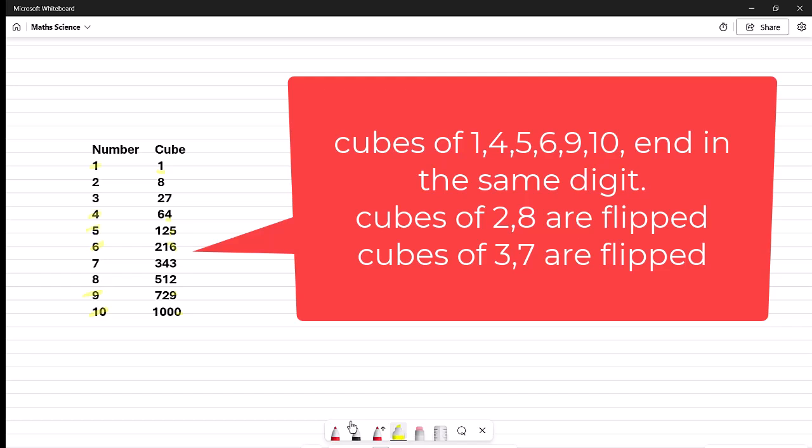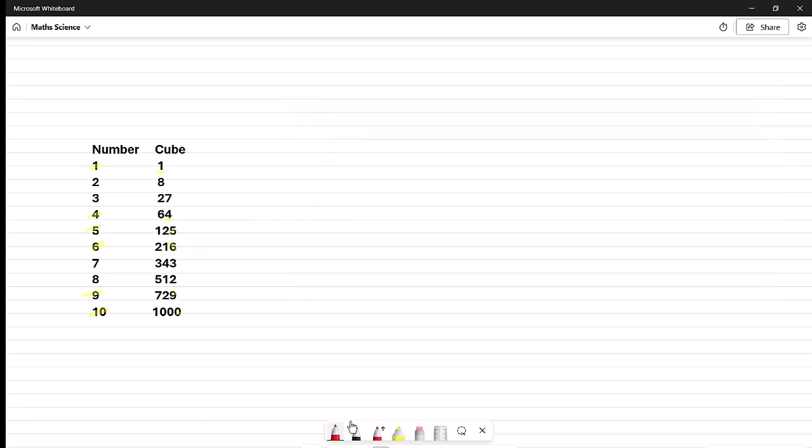So for 10, 9, 6, 5, and 4, the cube is ending in the same digit. And for 2 it's ending in 8, and for 8 it's ending in 2, so these are flipped here. Similarly, 3 cubed is ending in 7 and 7 cubed is ending in 3, so these are also flipped here. One thing to remember is, 10 cubed is what?